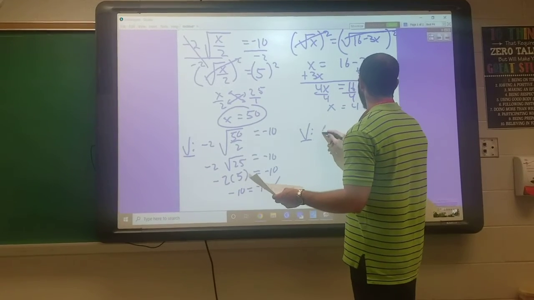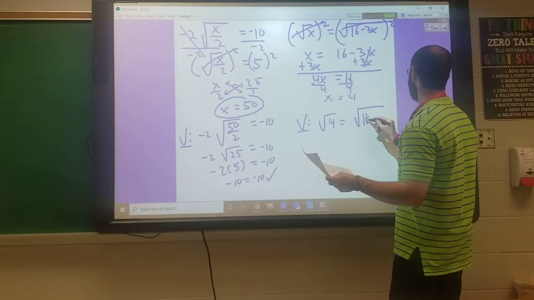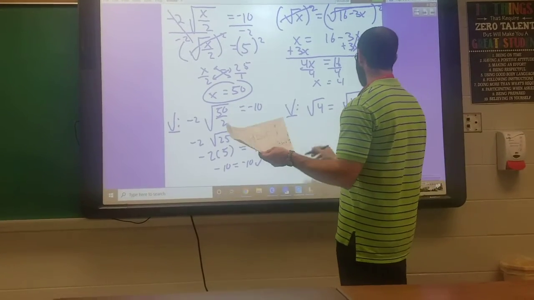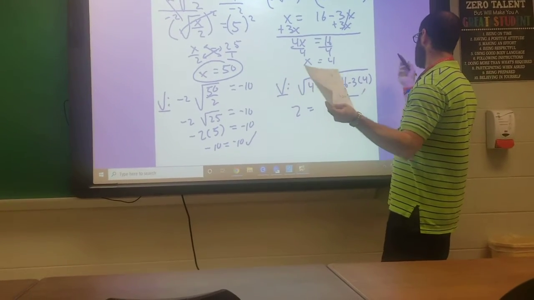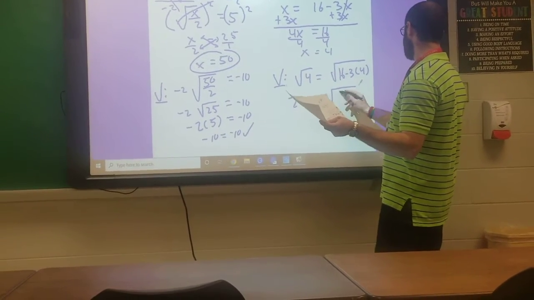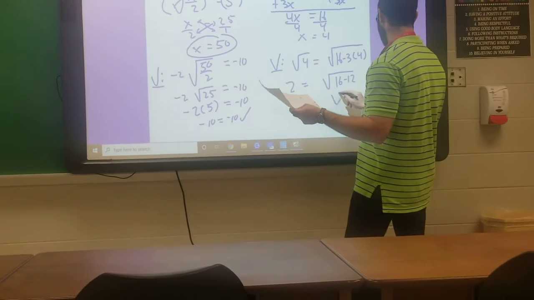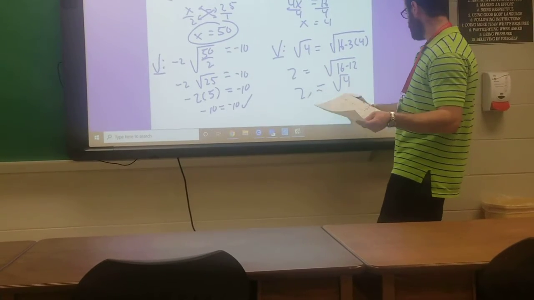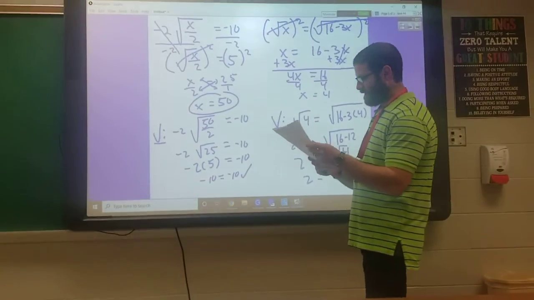All right, so square root of 4, is that equal to square root of 16 minus 3 times 4? Let's verify that. So we know square root of 4 is 2, so let's deal with this side here. 16 minus 3 times 4, so that's 16 minus 12, which would just end up being 4. So square root of 4 is in fact 2, so I get 2 equals 2.